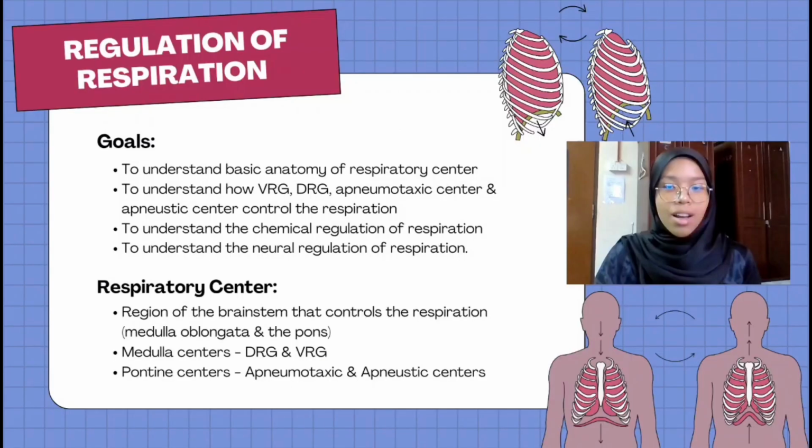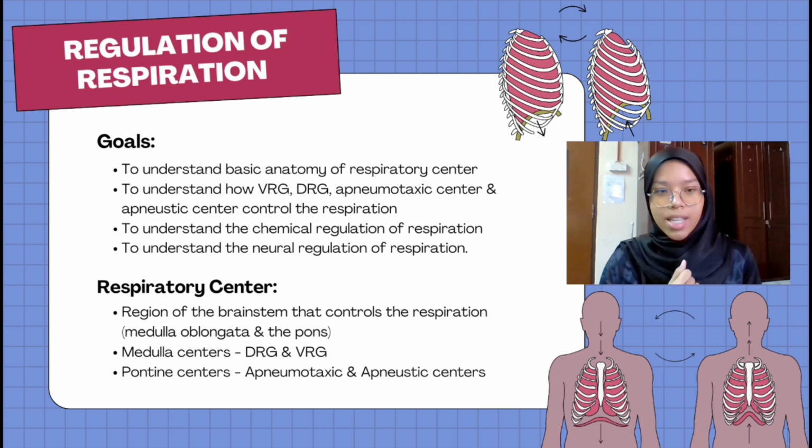Okay, so let's talk about how the respiratory system is regulated. There are actually 3 types of regulation, which are regulation by the respiratory center, chemical regulation, and also neural regulation. So I'll be talking about the respiratory center.